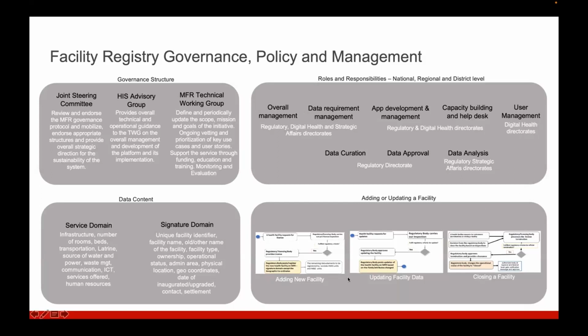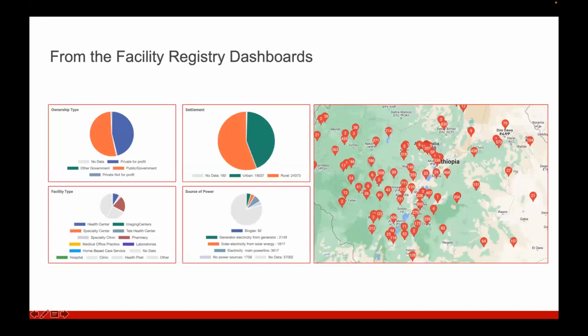So we also have dashboards, which I mentioned earlier as a function of the facility registry. These components are extracted from the dashboard itself. It shows ownership type, facility type, settlements. It shows more than 24,000 facilities are in the rural area, and 19,000 facilities within the urban, and so on. Source of power. And we also have this map, because we have geolocation data within our MFR system, and it shows their location, distance, and so on.